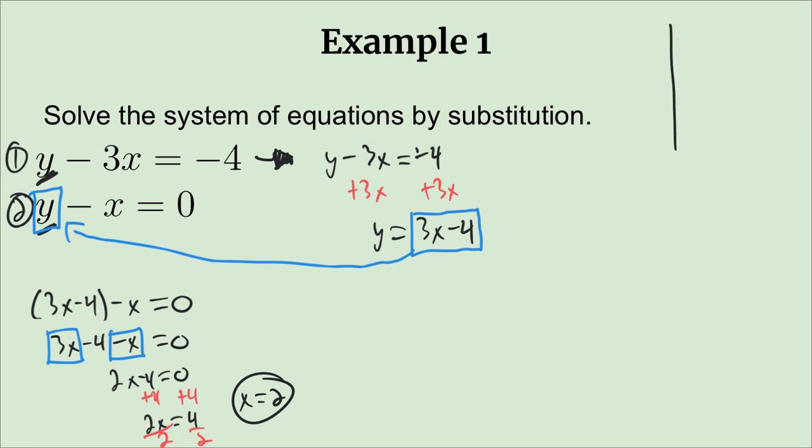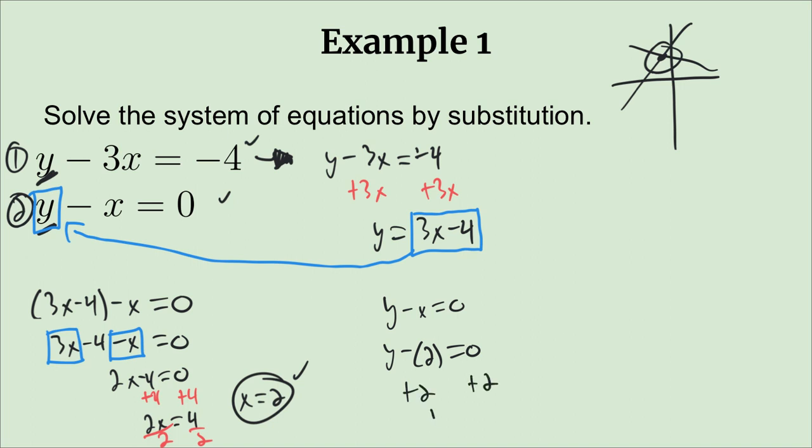Now we're not done, because remember, we're trying to find where two lines intersect. So we only have half of that point. We have the x coordinate, we now need the y. So we'll plug this x equals 2 into one of these two equations. It doesn't matter which one you pick; choose whichever one seems easiest to you. I'll use the second equation, y minus x equals 0. I'm going to plug 2 in for x and add 2 to both sides. We'll get y equals 2. So our final answer is positive 2, comma, positive 2.